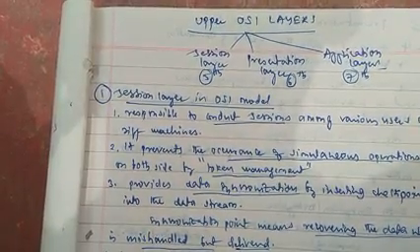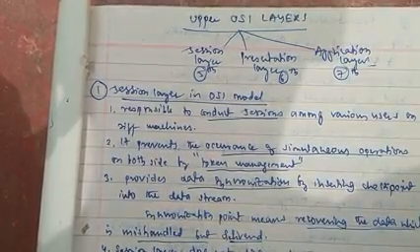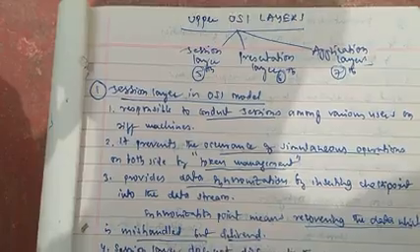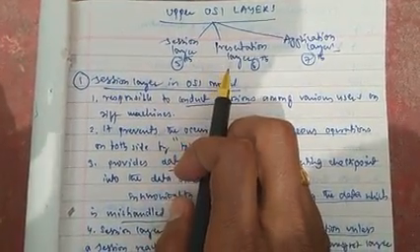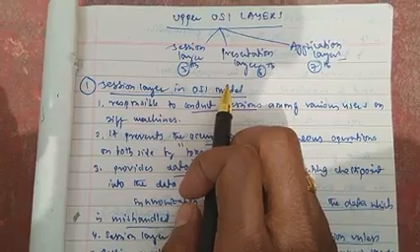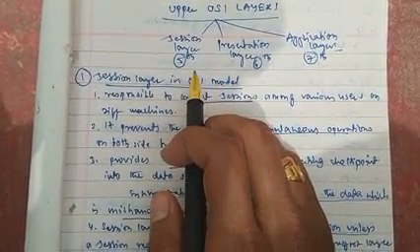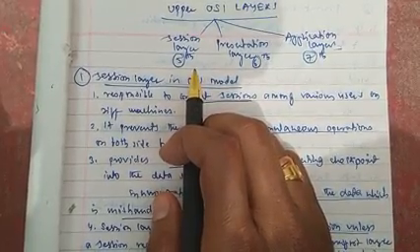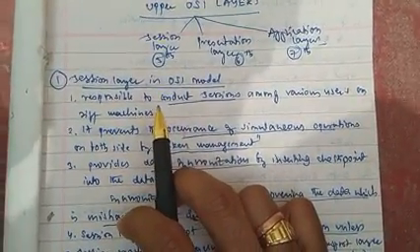Today we'll discuss the upper OSI layers of the OSI reference model, that are the session layer, presentation layer and application layer. The session layer is the fifth layer of the OSI reference model, the presentation layer is the sixth layer, and the application layer is the seventh layer. So in this video we'll discuss the session layer, and the importance and features of the session layer. First we'll discuss what is the session layer in the OSI reference model.